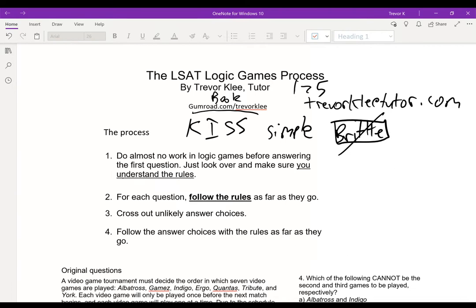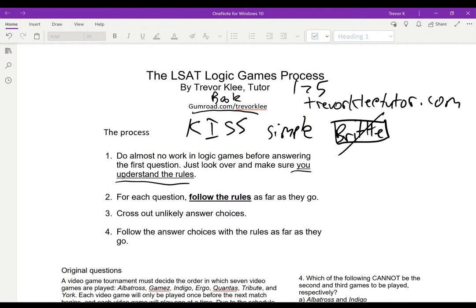So first, I do almost no work in logic games before I answer the first question. The only thing I do is I make sure I understand the rules. Now, I've double underlined that because a surprising number of my students forget to do that. They'll just jump straight in and get to question 3 and look at the rules and be like, wait a minute, I don't think I got that right in the first place. And then it's a mess because now you have to go back and redo the first 2 questions. So I really make sure I understand the rules before I do any question. I might even draw out a sample thing if I'm really confused on what something means.